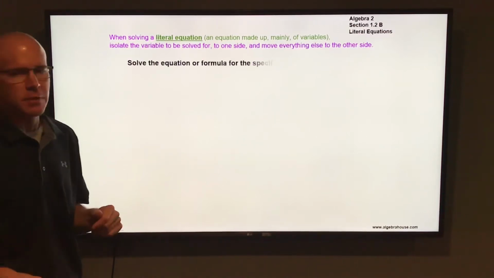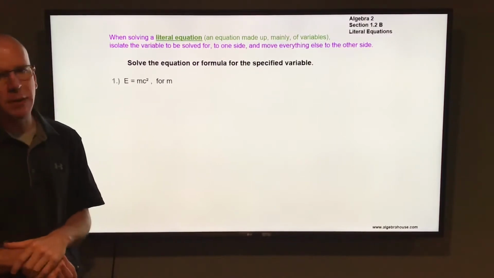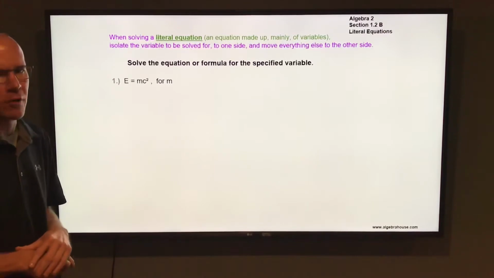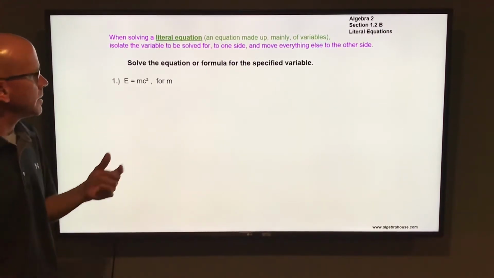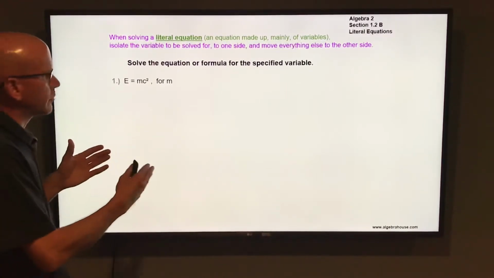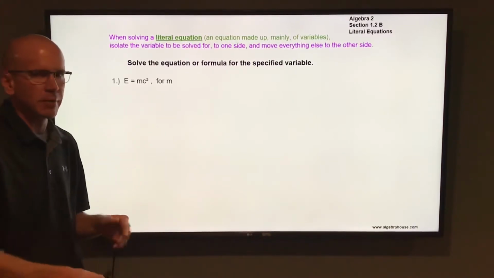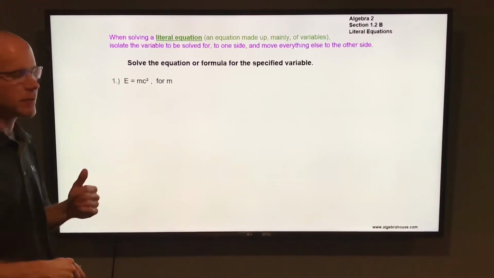We're going to take a look at solving what are called literal equations. Literal equations are equations that consist mainly of variables. Once in a while you'll see a number or a symbol such as pi involved, but the terms consist mainly of variables. And to solve these, people struggle with them a little bit. It's really no different than solving regular equations. You have a specified variable that you want to solve for. You need to move everything else away from that variable to the other side.